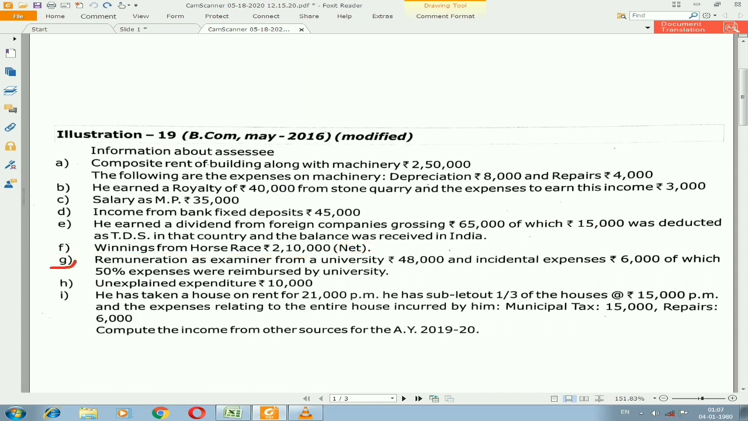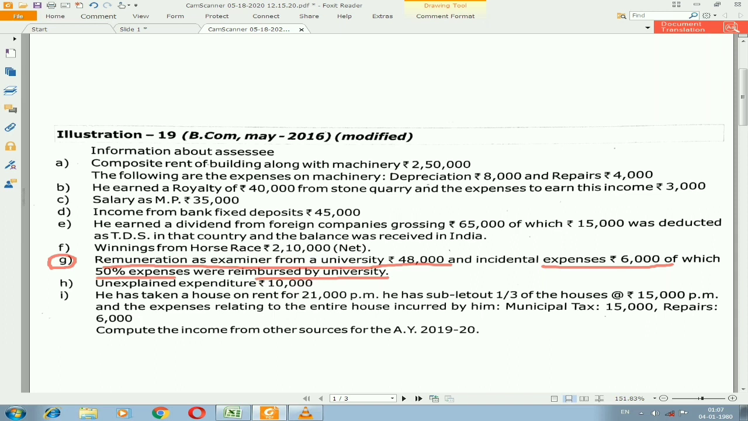remuneration as examiner from a university, rupees 48,000, and incidental expenses rupees 6,000, of which 50% expenses were reimbursed by the university. So remuneration received by an examiner. As an examiner, he is receiving a remuneration. It is from the university, not from the institution. So there will be no relationship of employee and employer. So then we can consider it under other sources.